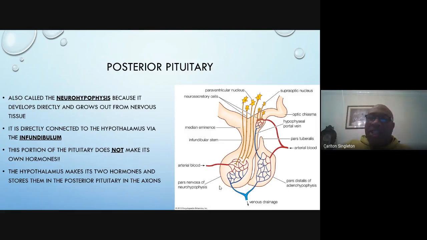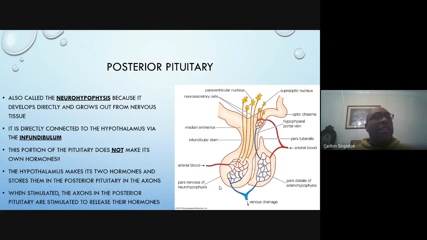of the paraventricular nucleus, you have the supraoptic nucleus, and these nuclei will then shoot their axons down to the posterior pituitary. You see here, nothing is made here. Okay. Then the two hormones that the posterior pituitary releases are stored in here, but they're not made here. They're just a warehouse, basically. They're a warehouse for these hormones. Okay, then when they're stimulated, the axons of the posterior pituitary are stimulated to release their hormones.